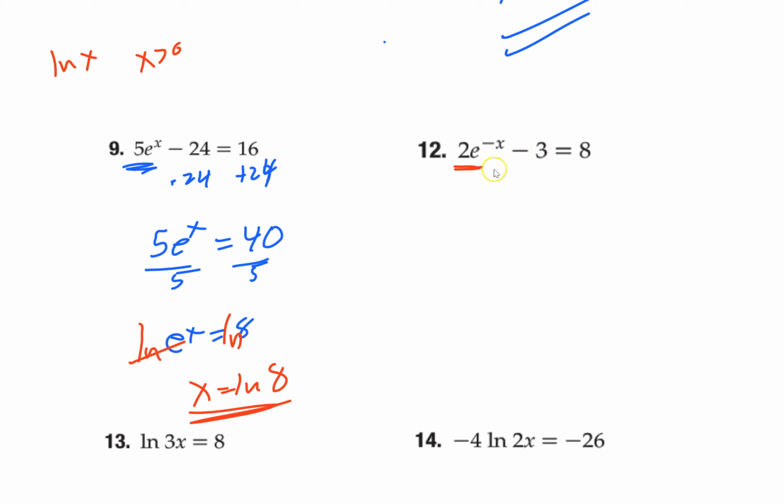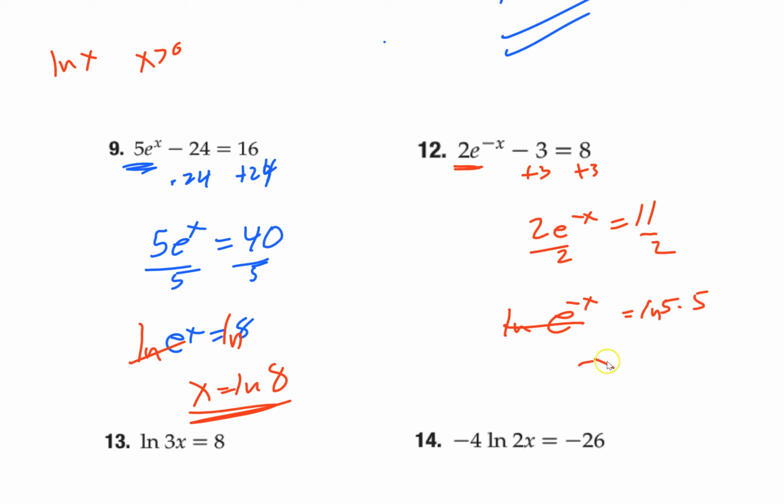Let's get e by itself. So let's add that 3 over. Now we're going to divide by 2. I don't care if you leave it as 11 over 2 or if you want to reduce it to 5.5. We can get rid of the e, so let's take the natural log of both sides. Negative x equals natural log of 5.5. Then we could divide by negative 1. Now this is cool still. The inside can be negative. Outside, natural log could totally be negative. You can have a negative answer, you just flip it along the vertical axis.